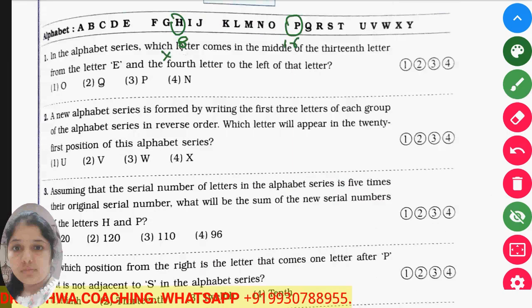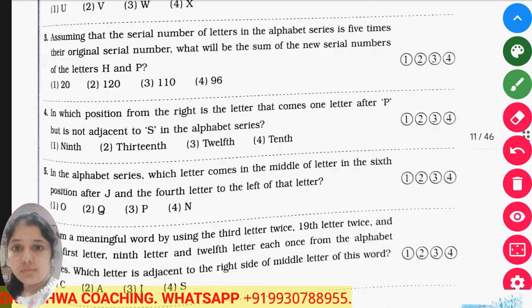If their position number becomes 5 times the original, H's position number becomes 40 and P's becomes 16 × 5 = 80. So the addition of both of them will make the number 120. So your answer is option number 2. Okay.